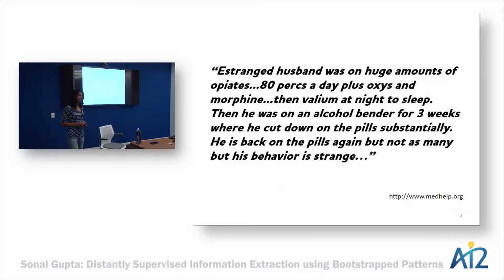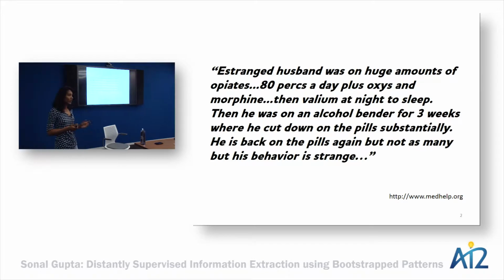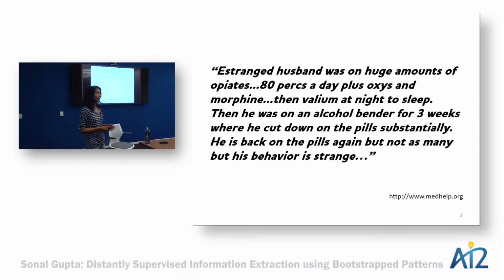So let's assume you're a busy researcher researching substance abuse problems, and you come to know of this forum, medhelp.org, in which people come and talk about the substance abuse problems. So something like, "estranged husband was on huge amounts of opiates, 80 perks a day, and plus oxys and morphine and Valium and so on."